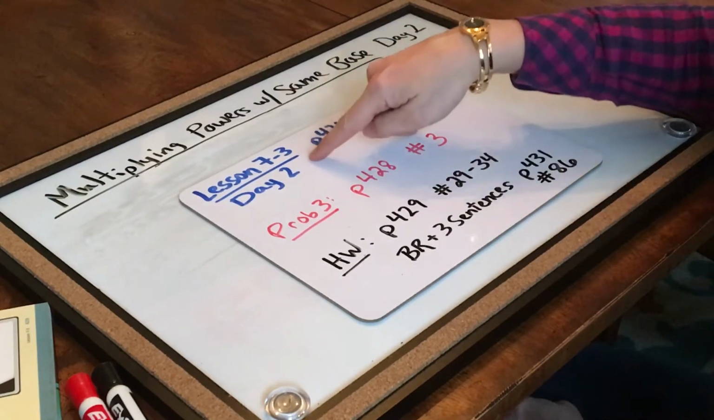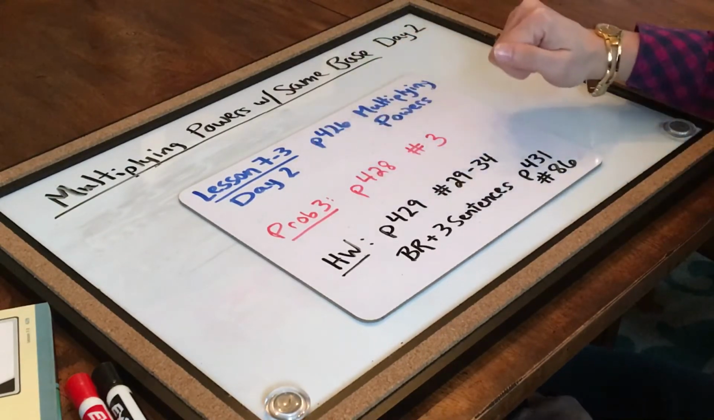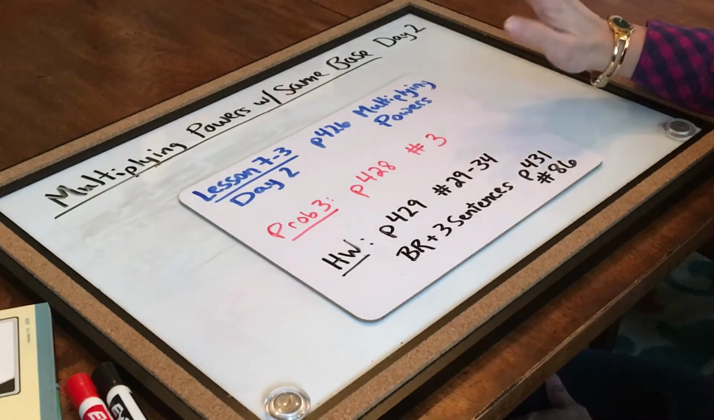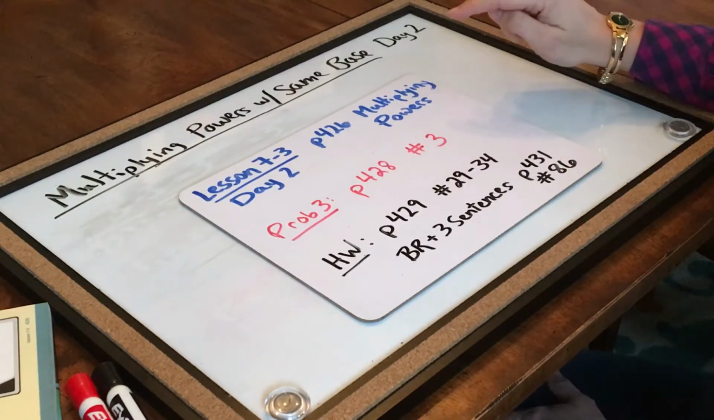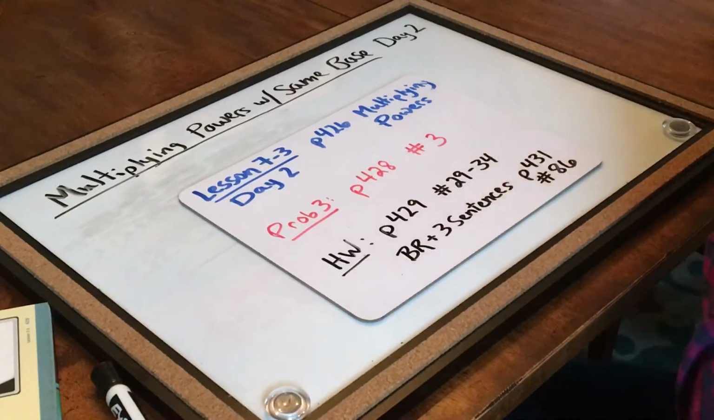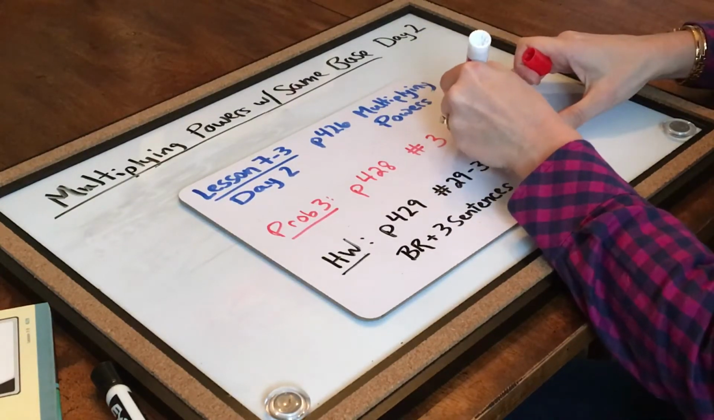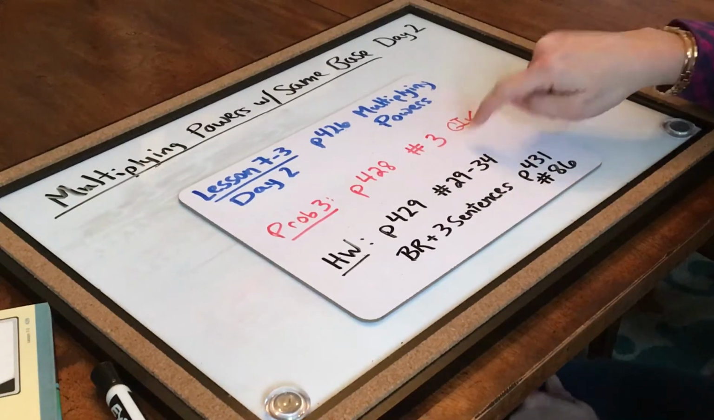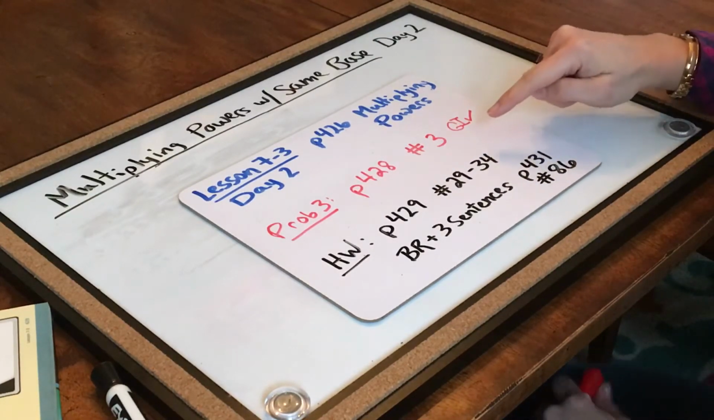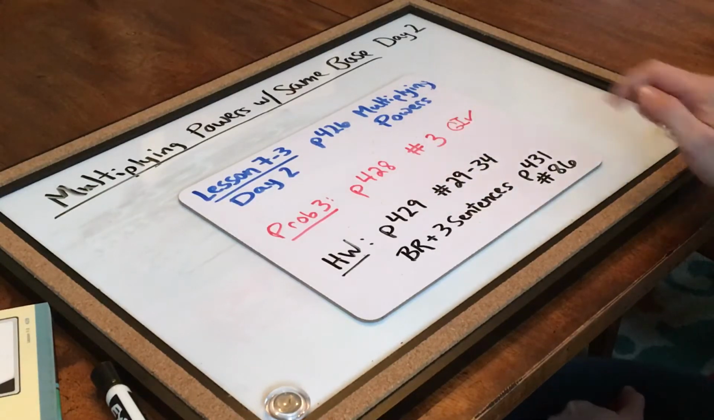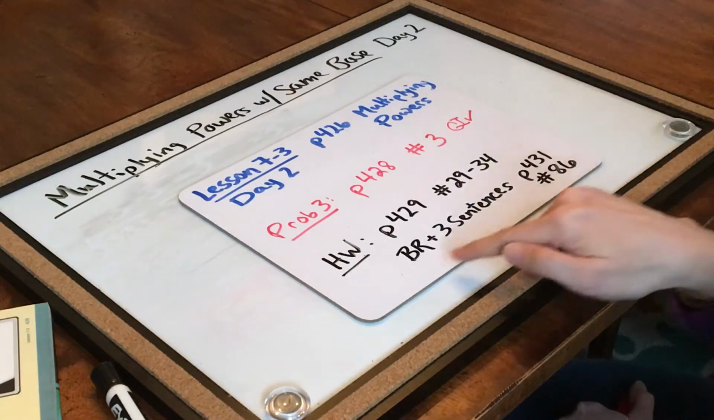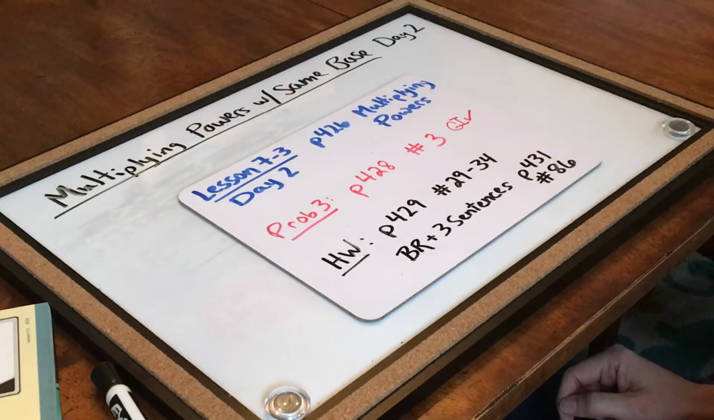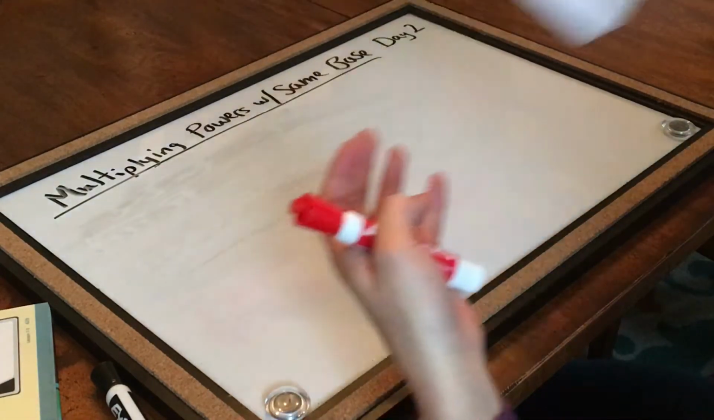This lesson is 7-3 day 2, so we're still multiplying powers with the same base. It starts on page 426, and we're going to be working on problem 3 today. Your got it check is going to be on page 428, got it check number 3. Your homework for this evening is page 429, numbers 29 to 34, and your bell ringer plus 3 sentences today is page 431, problem number 86. We'll take a look at this later.